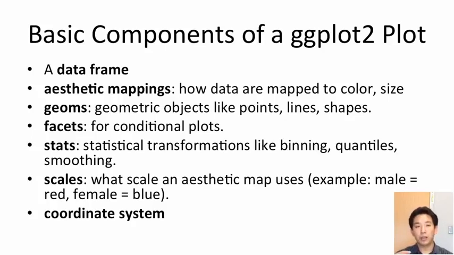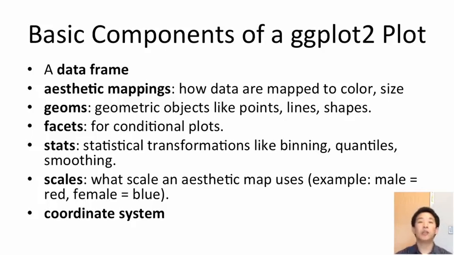Facets are used for conditional plots. Typically you want to have multiple panels of plots where it might show the relationship of something as a third variable changes. That's a facet. And then stats are statistical transformations like smoothing, binning, quantiles, regression, things like that. Scales define how the different variables are coded in terms of the plot. So, for example, you might have a binary variable that represents sex, so the males will be red and the females blue or something like that. And so that is a scaling for a particular type of dichotomous variable.